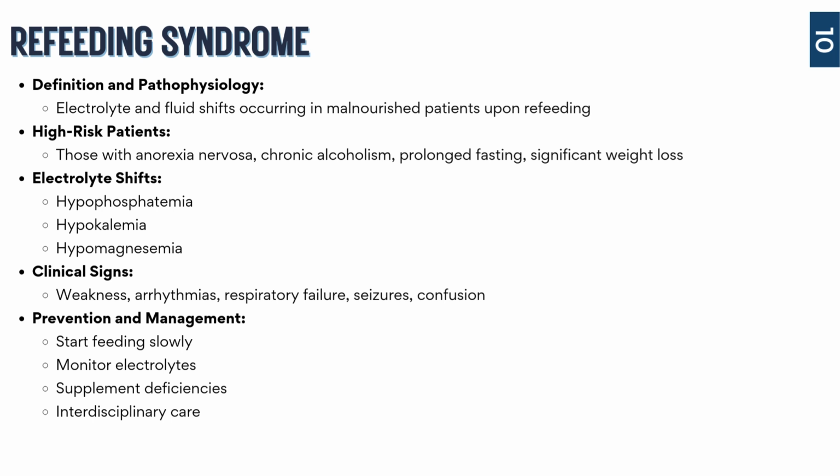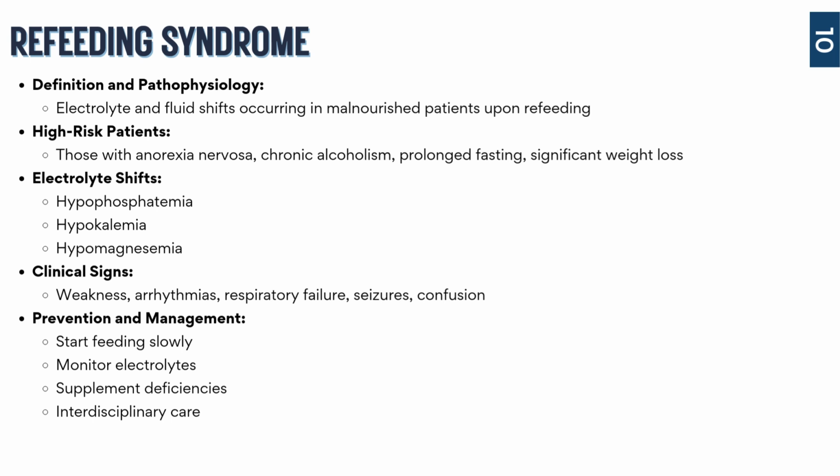So what happens, okay, is the sudden increase in glucose intake stimulates insulin production. That's going to cause electrolytes like phosphorus, potassium, and magnesium to shift into the cells, okay? So this is going to lead to dangerously low serum levels, which can cause cardiac arrhythmias, muscle weakness, and neurological symptoms. Patients at high risk include those with anorexia nervosa, chronic alcoholism, and prolonged starvation.